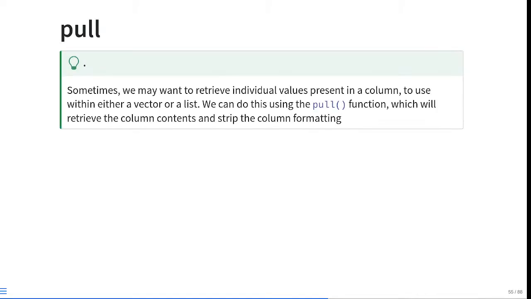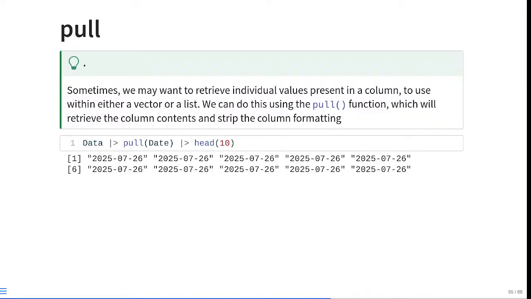Now, sometimes we may not want to be retrieving just the column like we did with select, but we actually might want to contain the individual values that are within that column, either as a vector or as a list. So this is where the pull function would be used. Similar to select, it grabs that particular column, but instead of keeping all the individual rows, it just pulls them out and places them within a vector. And then you can see we have all these made available at that point in time.